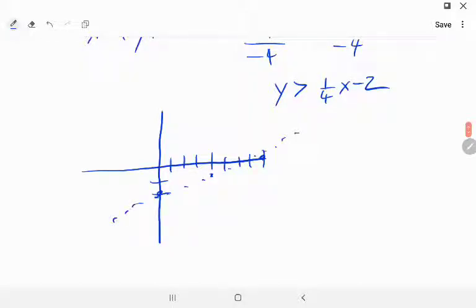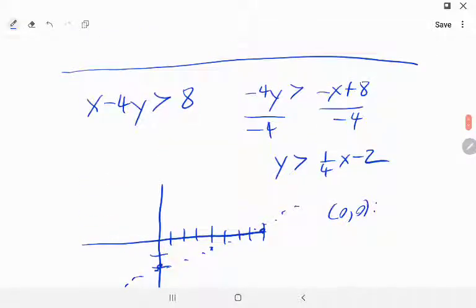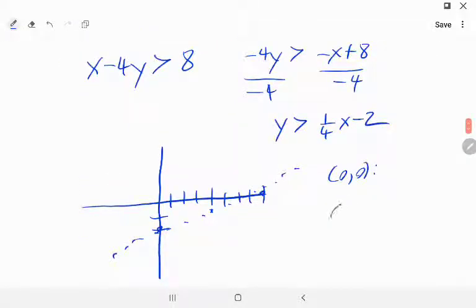And now if we test (0, 0), we wind up getting 0 minus 0 is less than 8. And so we notice that we shade the other side.